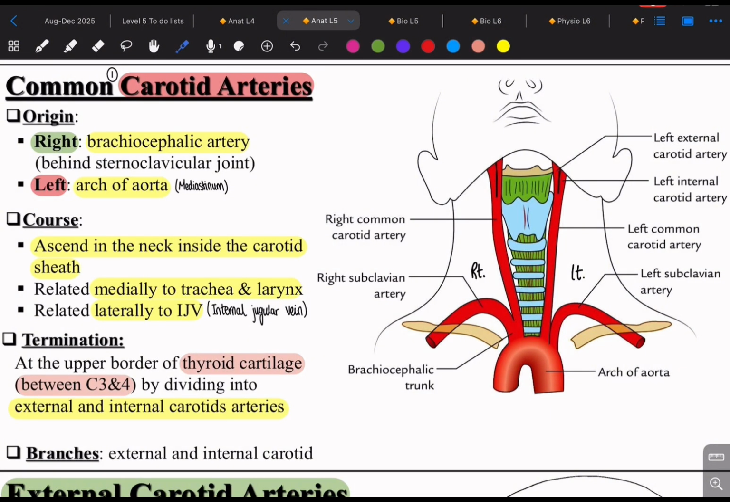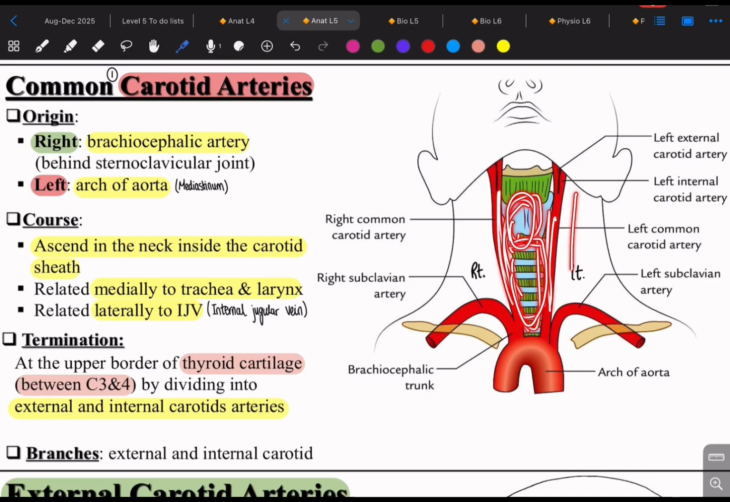And the course. Now let's see the course. Where do they go? First of all, we're talking about the common carotid, right? So the right and left, I'm just going to say common carotid, because they're the same in everything else. So the common carotid is going to ascend upward inside the neck into the carotid sheath. Okay, it's going to go to the carotid sheath. Tamam? What does it have medially and laterally? What's related to it? Here we have the common carotid, right? Medially, what does it have? It has the trachea and the larynx.